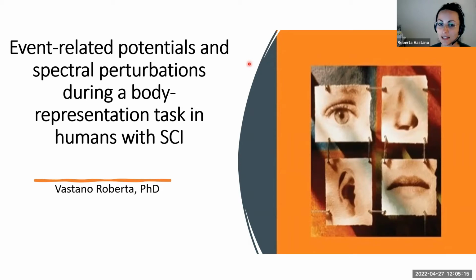Today, I will present some EEG evidence during a body representation task in humans with spinal cord injury. I will focus particularly on two measurements, event-related potentials and spectral perturbations.